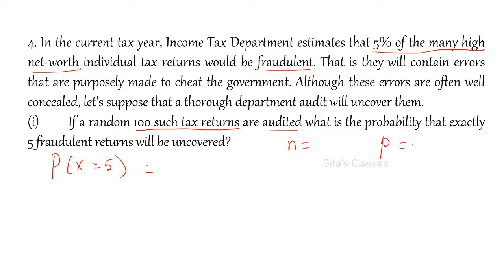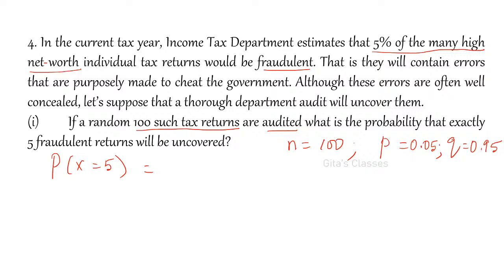What is our p and q? Very simple. From the question itself, don't get scared. 5% is 1 by 20, correct. 1 by 20 or 0.05, I can say. Anything is okay. Even if you write 1 by 20, nothing wrong. So Q is equal to 1 minus P, right? Therefore, 0.95, or 19 by 20 you can say. What is n now? N is equal to 100. All the values are right.